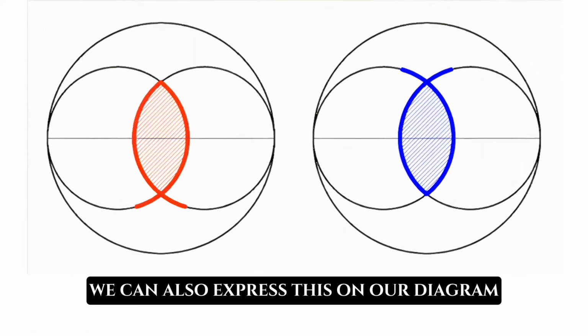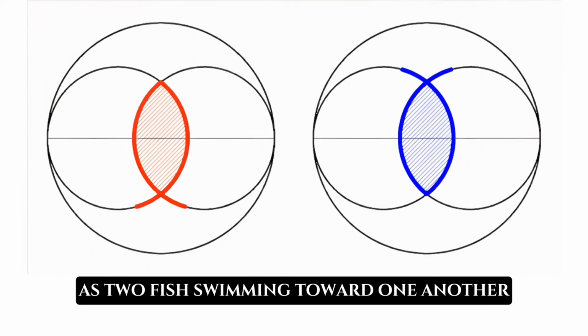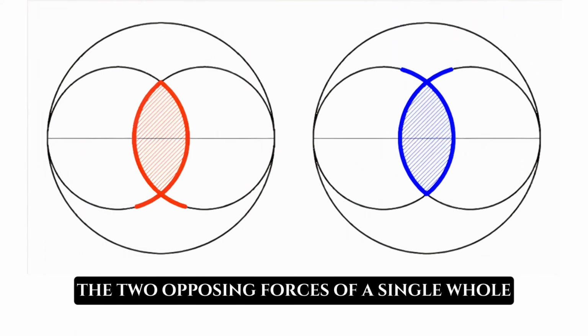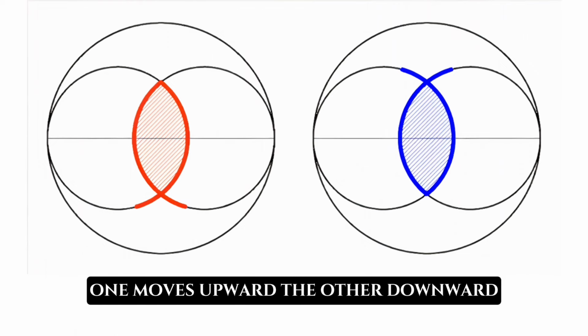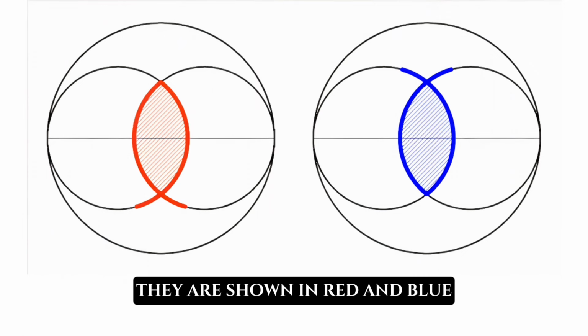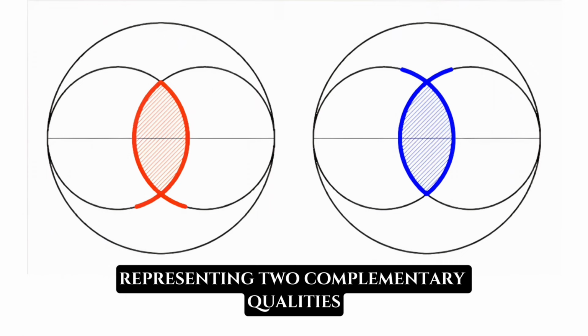We can also express this on our diagram as 2 fish swimming toward one another. They symbolize the 2 opposing forces of a single whole. One moves upward, the other downward. They are shown in red and blue, representing 2 complementary qualities.